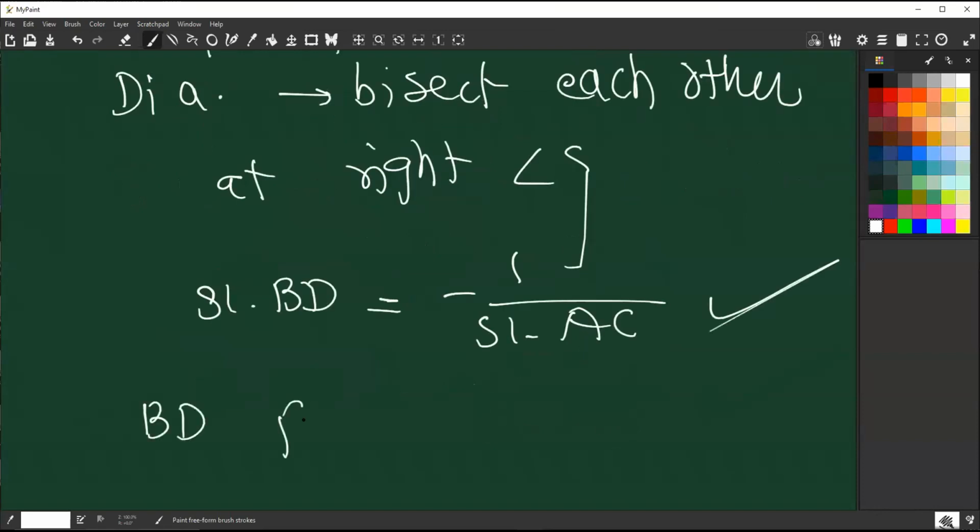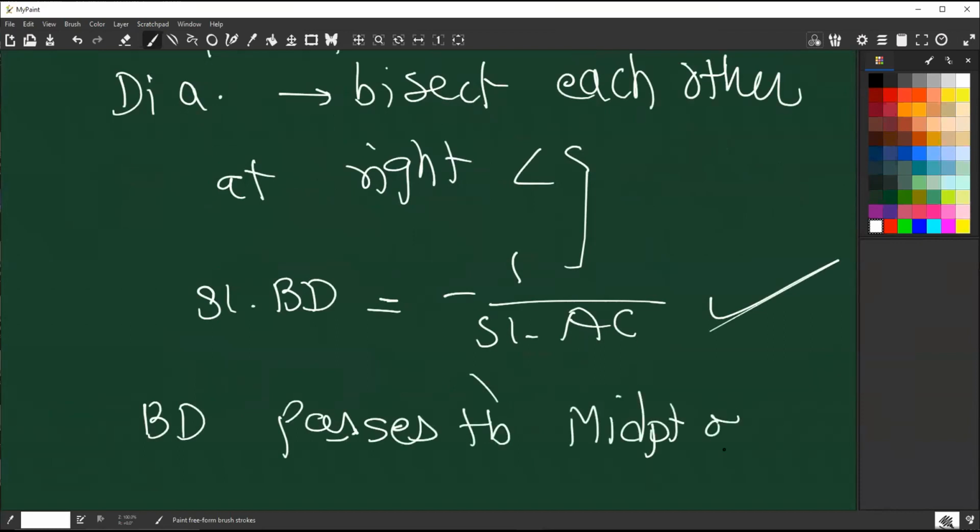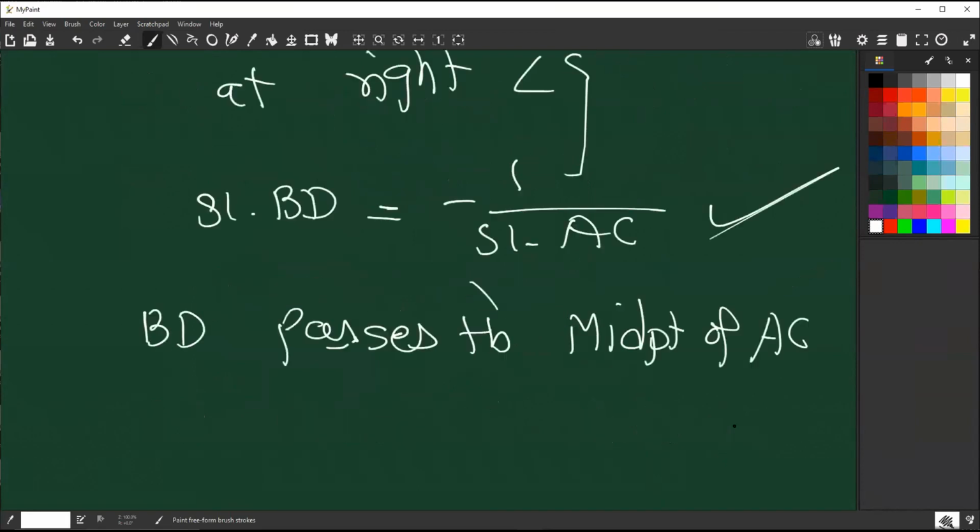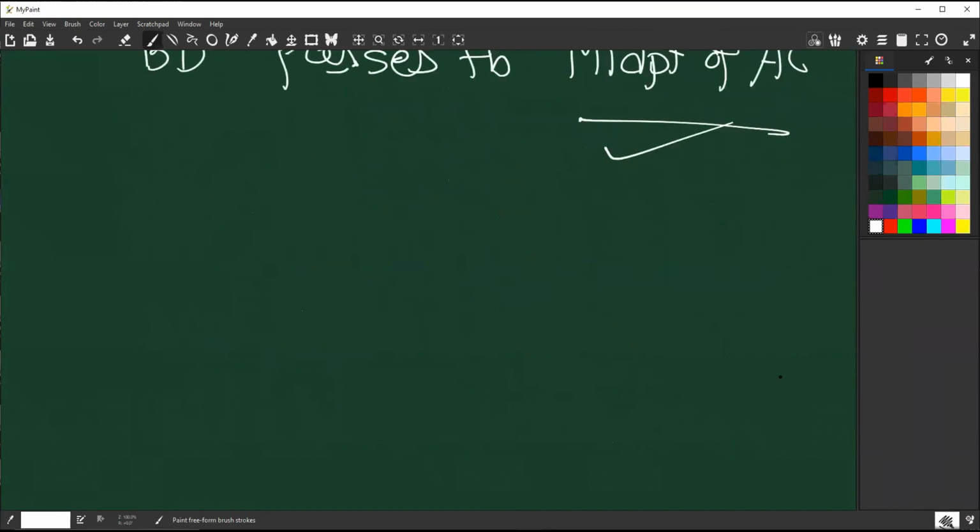And BD passes through the midpoint of AC also. So if I find the midpoint of AC, then you know the point and you know the slope, so you can get the equation by the slope point form. Correct? Is that clear? Everybody? So that is how I get the equations of both the diagonals. Okay? All of you are clear?